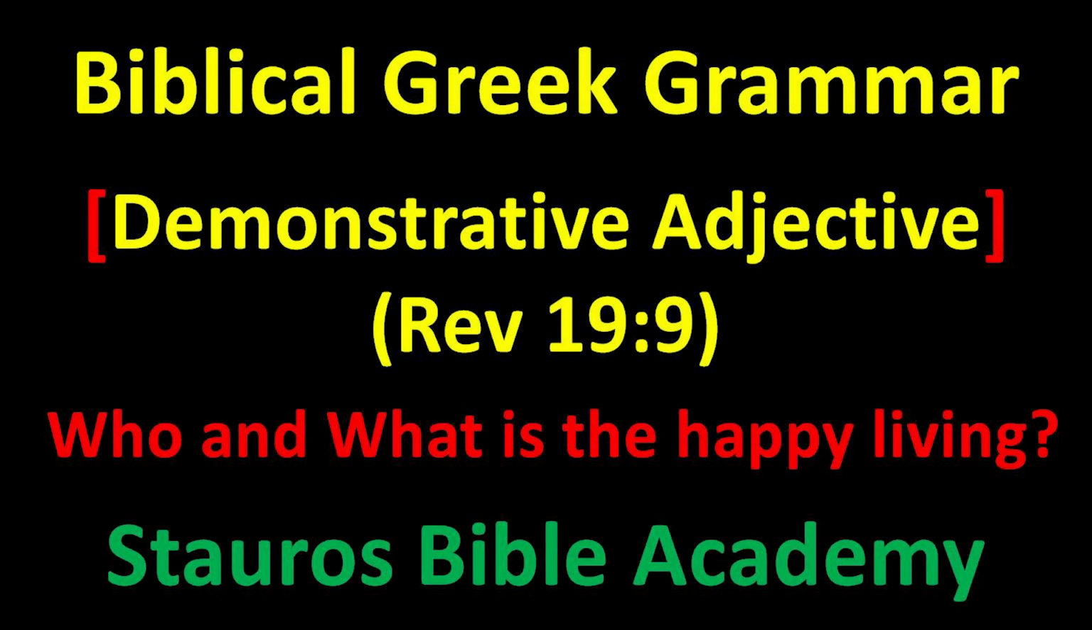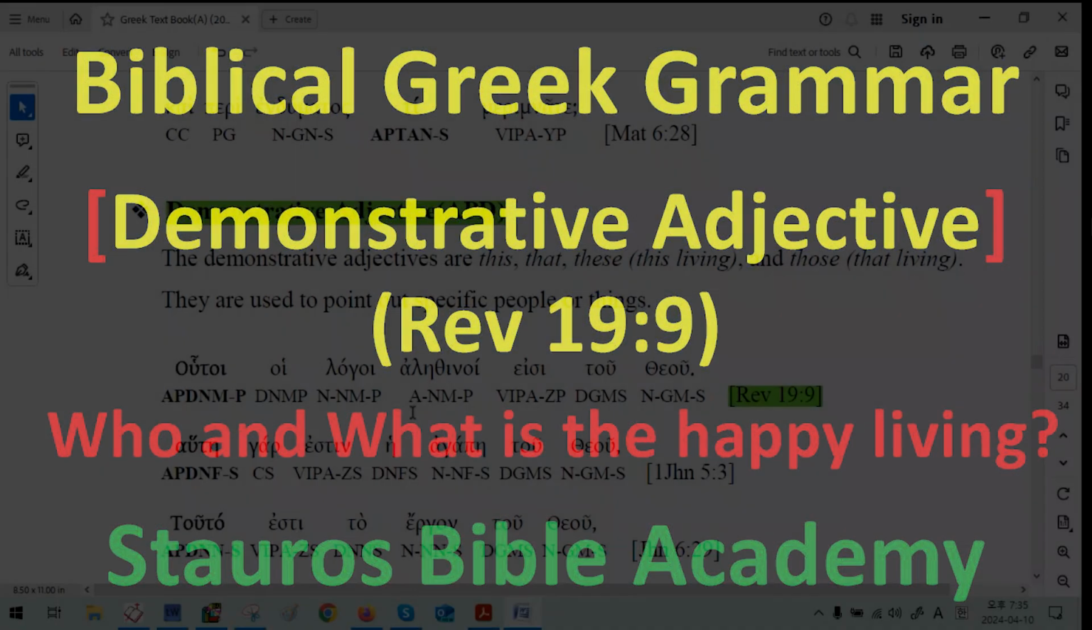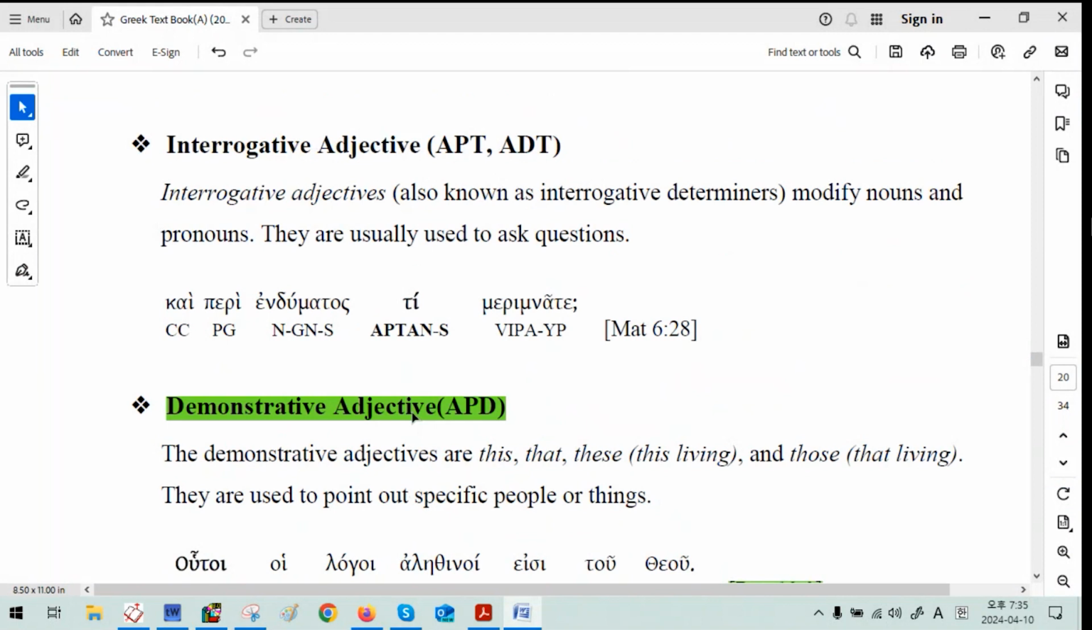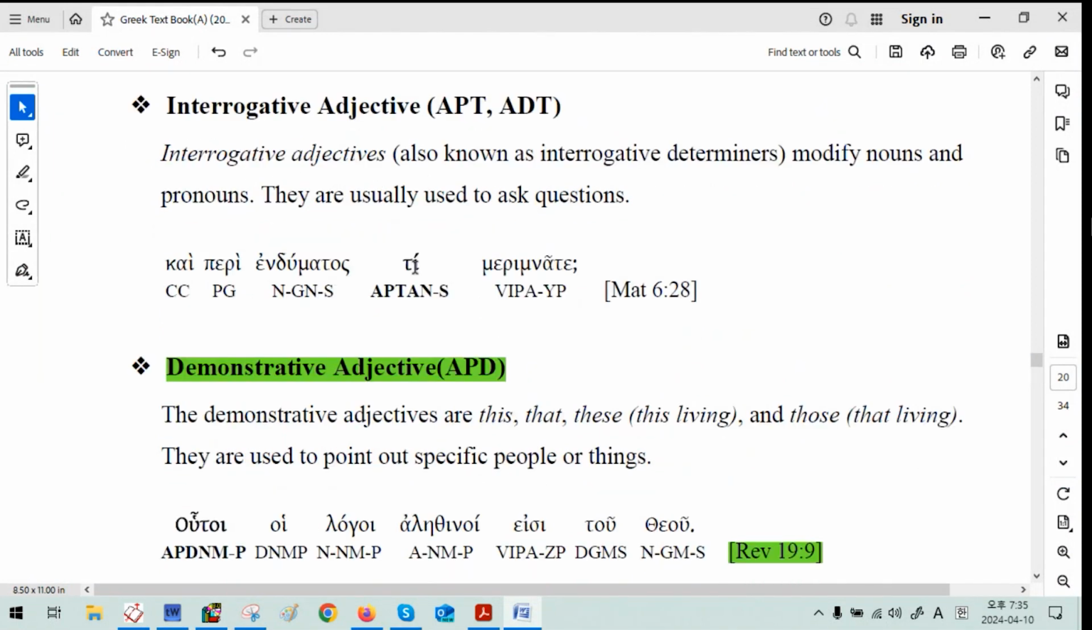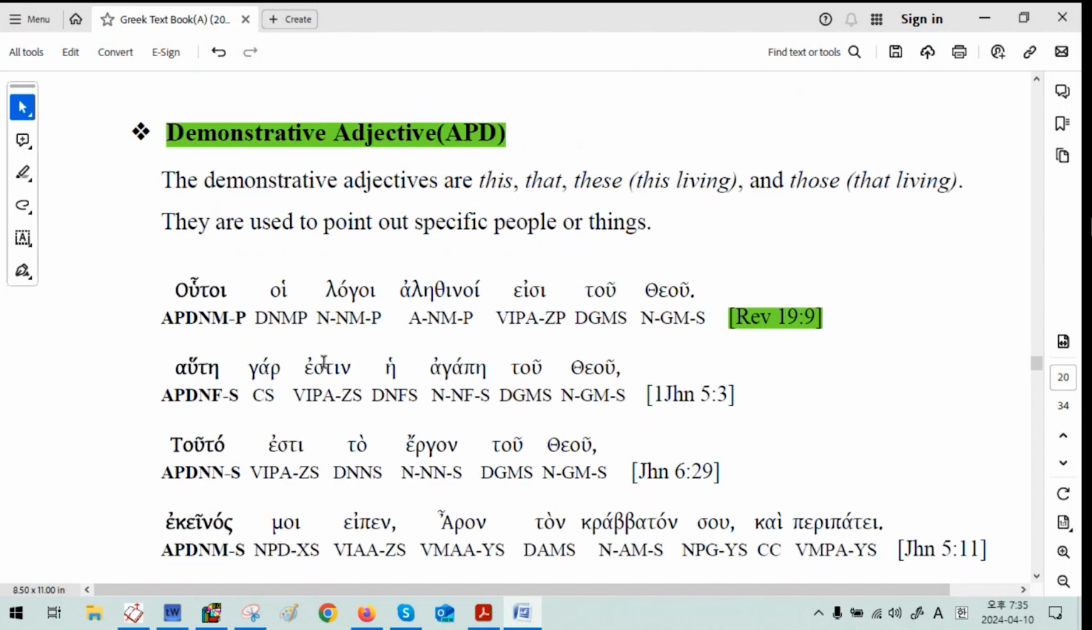Today, we continue to study Greek grammar, demonstrative adjective. From the last class, we studied the interrogative adjective, and the next one here in the textbook is the demonstrative adjective. Demonstrative adjectives are this, that, these, but this is the plural. So the plural concept is the living, when we study about the numbers. So instead of translating these, we translate this living. And those is also plural in English, so we translate that living. So those are the demonstrative adjectives.